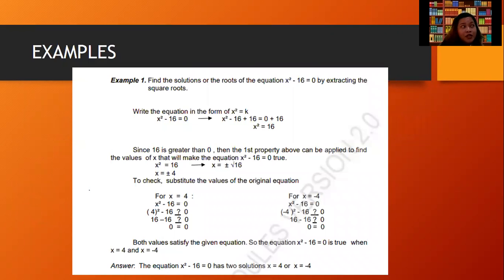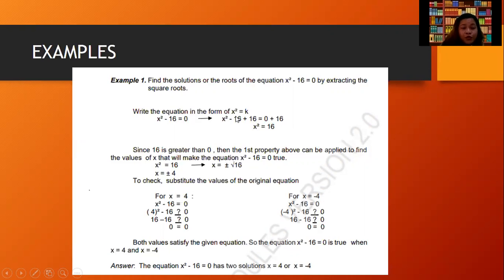In your module, there is a solution there. Write the equation in the form of x squared is equal to k. Actually, this explanation here in your module is quite complicated. So I will explain to you the content of the module.